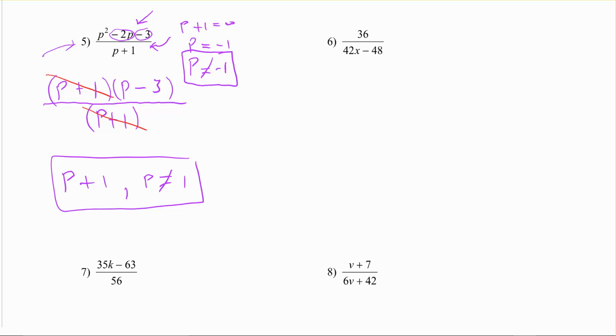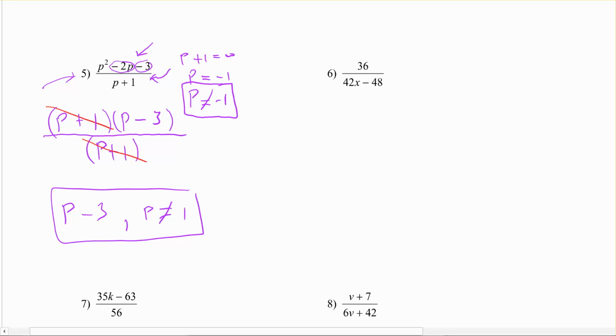Crap, I made a mistake, sorry. That should have been p minus 3. Hopefully you were wondering what was wrong with me. It's p minus 3 where p cannot equal -1. Sorry about that. Okay, so I'm going to move down.